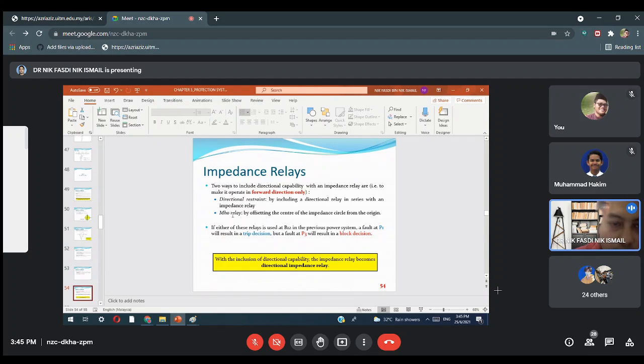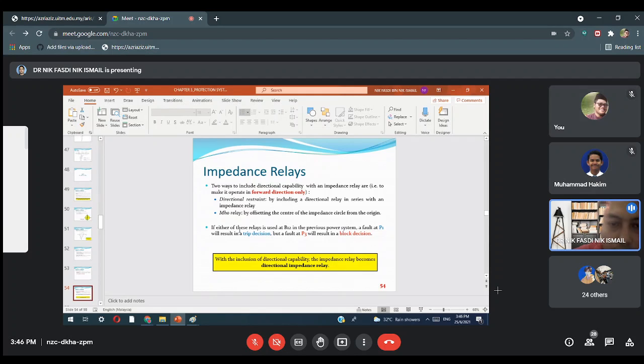Okay, so more relay by offsetting, dia ada dua benda kat sini. Okay, by including a directional relay in series with an impedance relay, kita panggil directional restraint. And second is the MHO relay, a more relay by offsetting the center of the impedance circle from the origin. Right. So these two basically they are still impedance relays, but they have a direction because orang kata combine, integrate with the directional relay. Okay.